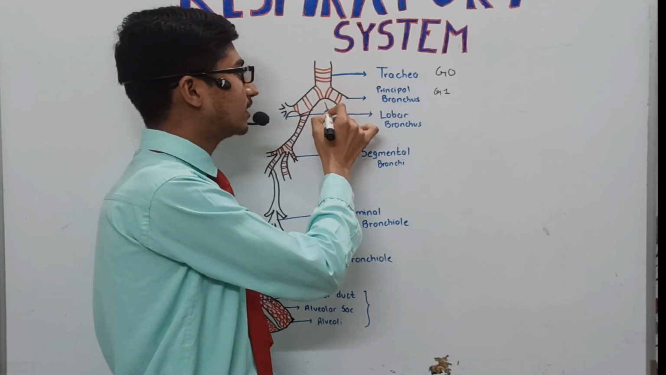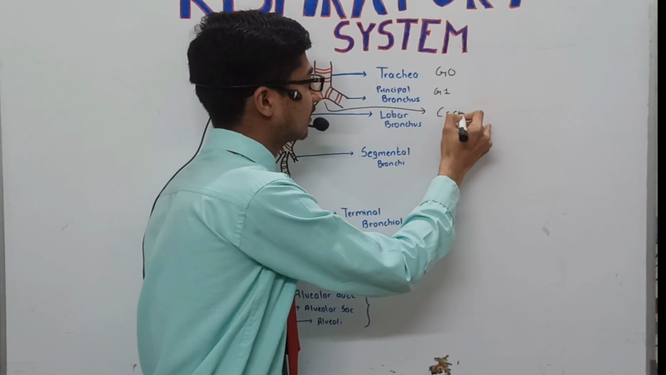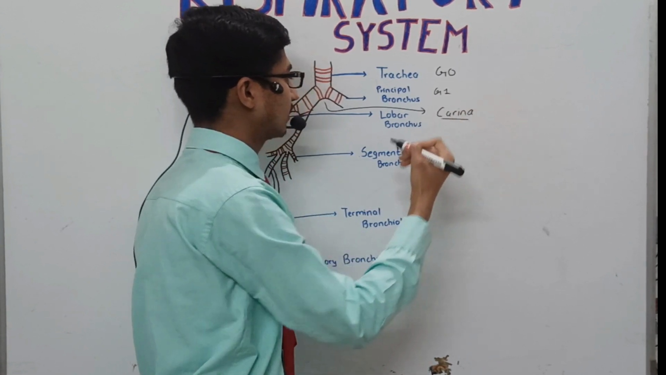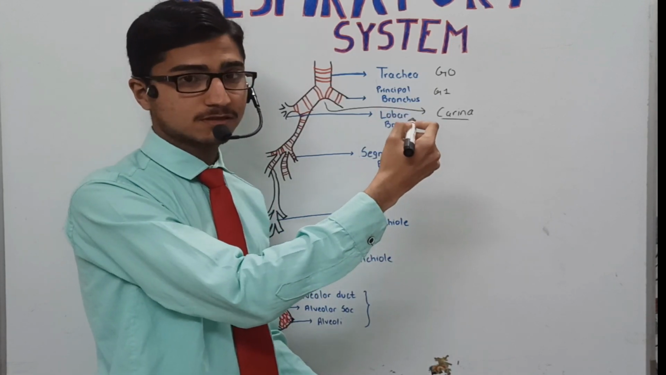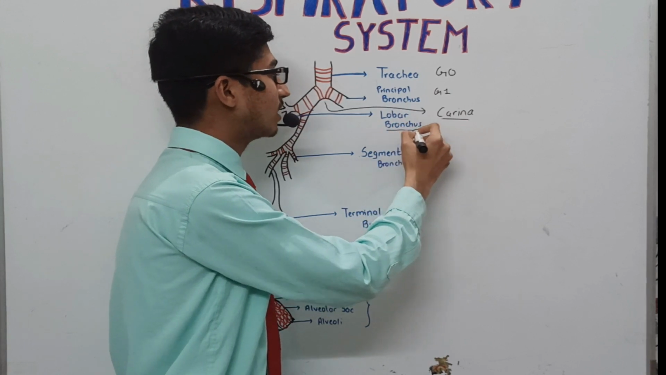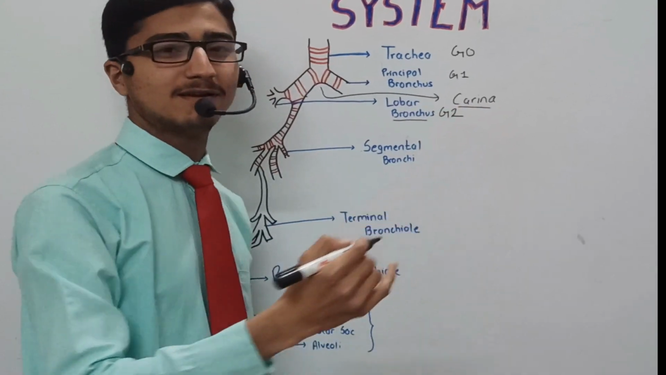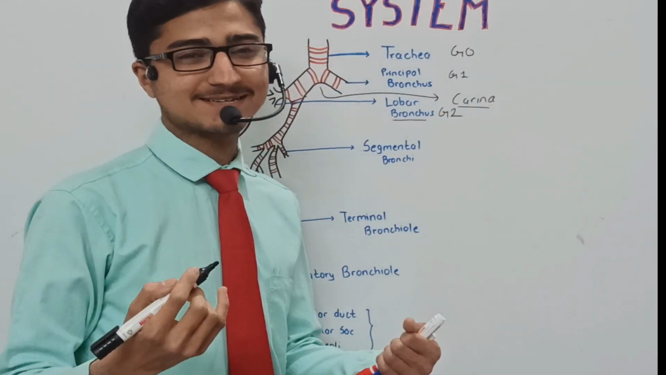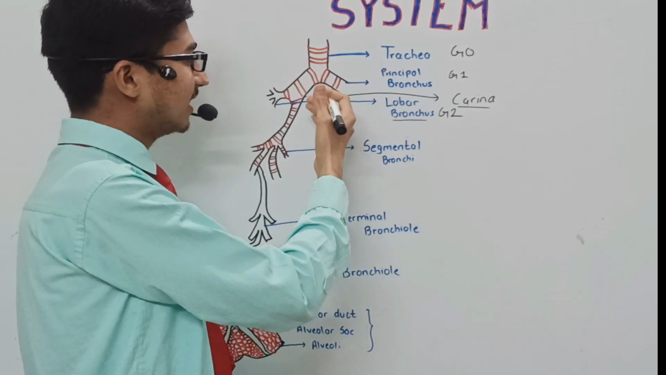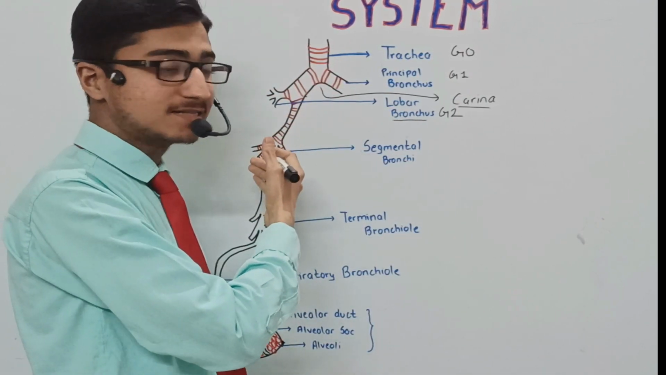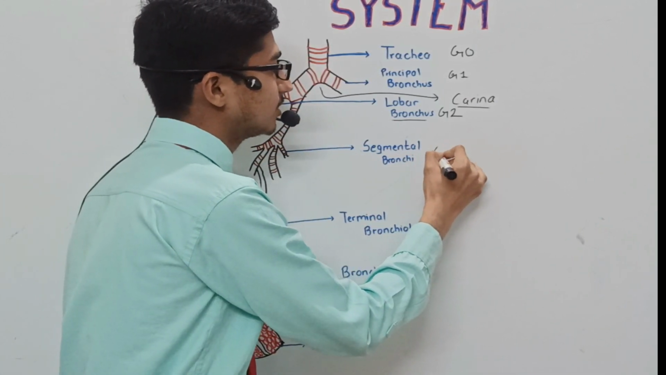The dividing point here is known as the carina. Then it will divide into various lobes. That's why it is known as the lobar bronchus. Let's give it the name generation 2. It seems similar to the generations we have in our family, right? So let's focus further. Then it will divide into various segments, known as segmental bronchi. Let's give it generation 3.